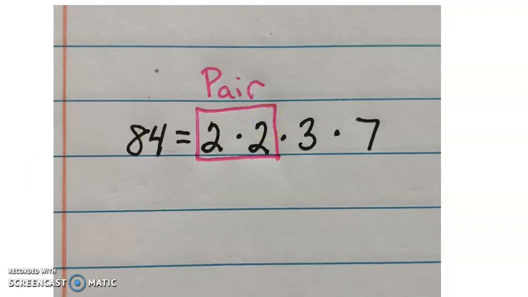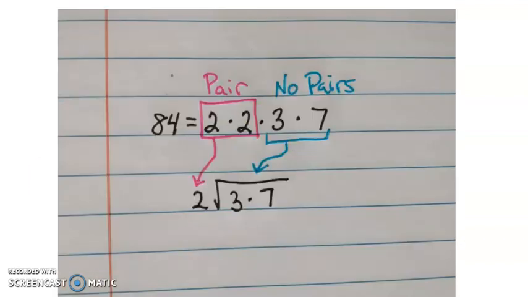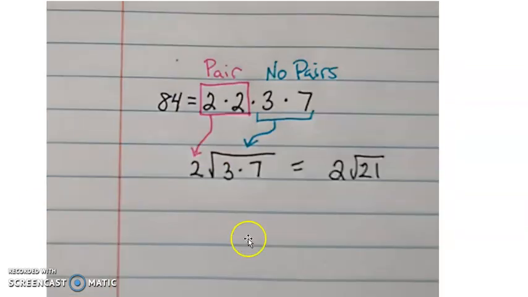So I'm going to rewrite this in square root format. My pair, I kept one of the 2's, and it came to the outside of the square root. The other 2 is going to completely disappear, and anything that didn't have pairs is going to stay inside the square root. So I have 2 times the square root of 3 times 7. And then finally, I can multiply 3 times 7 to get 21. So my final answer for this is 2 times the square root of 21. And that's the simplified form of the square root of 84.